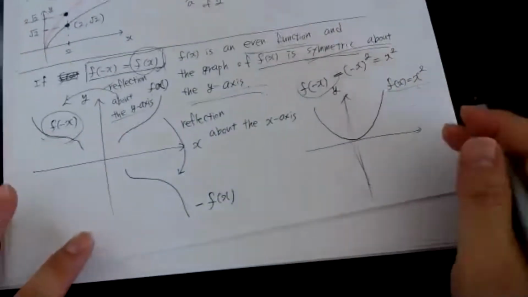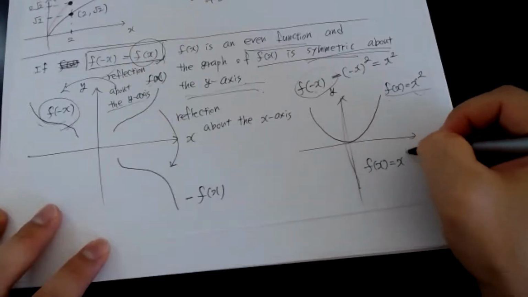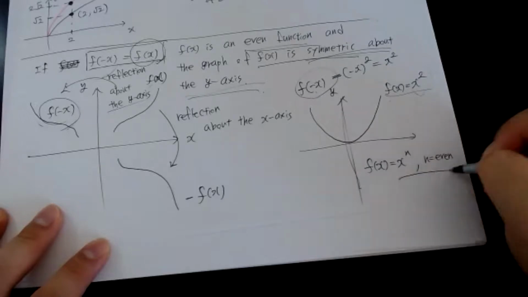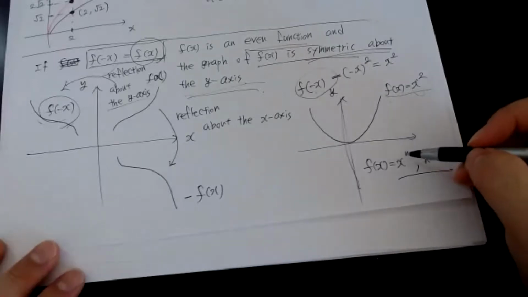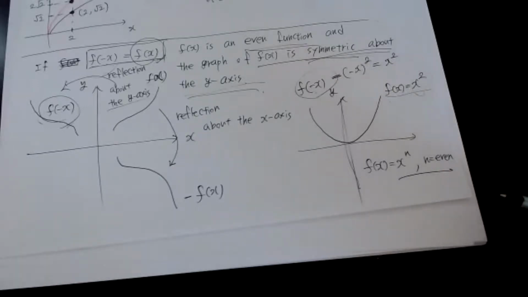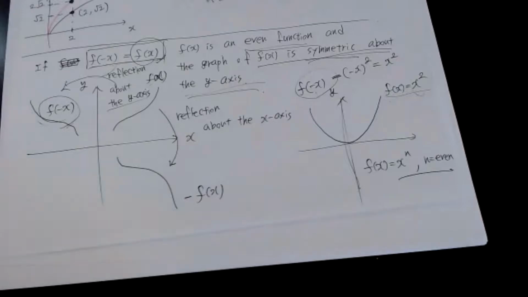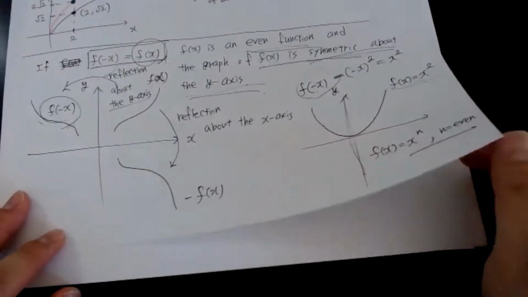By the way, one more thing here. Not only x squared, actually every function. Let's say f of x is equal to x to the nth power. Every power function where n is even is an even function. So n can be 0, 2, 4, 6, 8, 10, 12. Every power function with an even power is an even function, so symmetric about the y-axis. Keep this in mind.